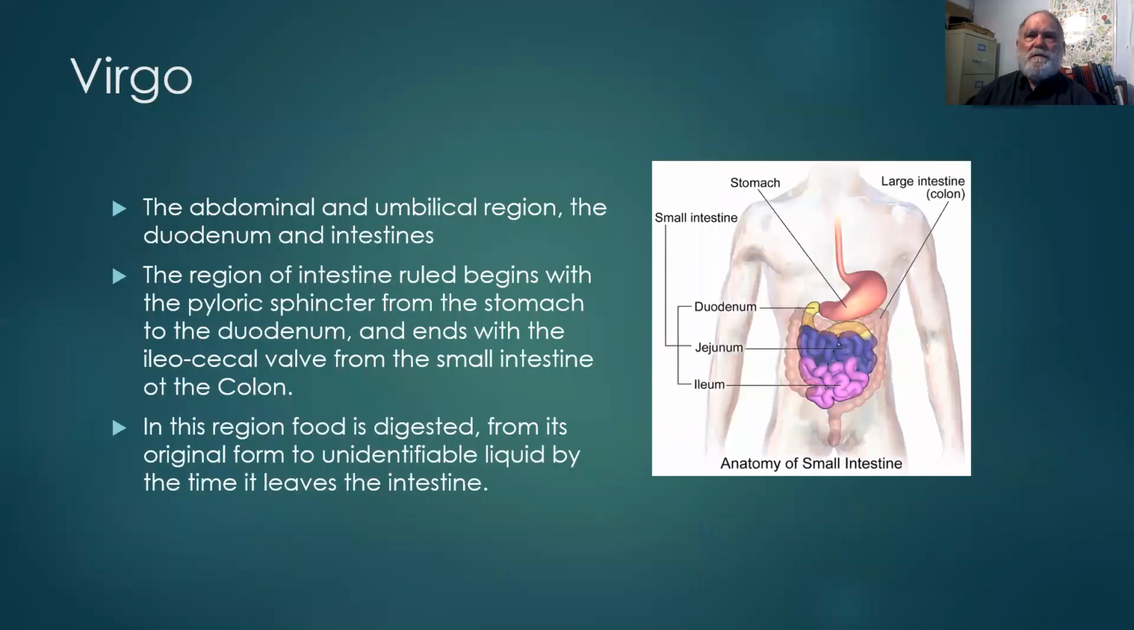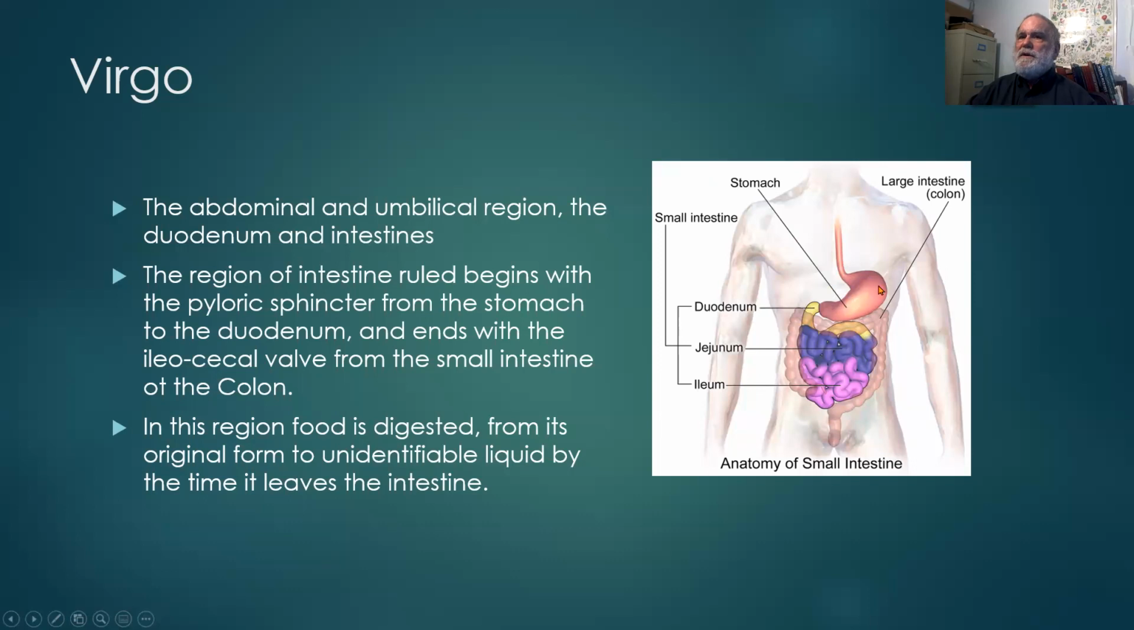Okay. Virgo, all right. Virgo rules the abdominal and umbilical region. Umbilical refers to the belly button, so in that area, the abdominal region, and in particular in the digestive tract, we have the stomach, right? The stomach, and then we have intestines called the small intestine. There's three different sections: the duodenum, the jejunum, and the ileum, and then we have the colon. Okay, and the functions are very different in those areas of the digestive tract.